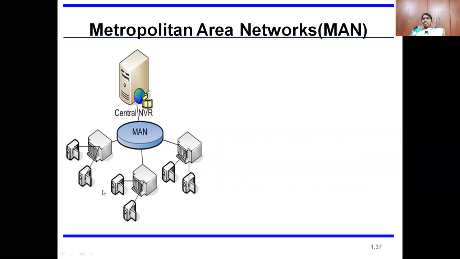Either way we can communicate. This is what we call in a city. These are the local area networks. A local area network is connected to a metropolitan area network, and some metropolitan area networks are connected to a wide area network for our internet connectivity.